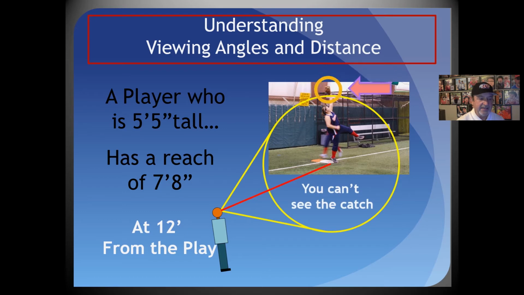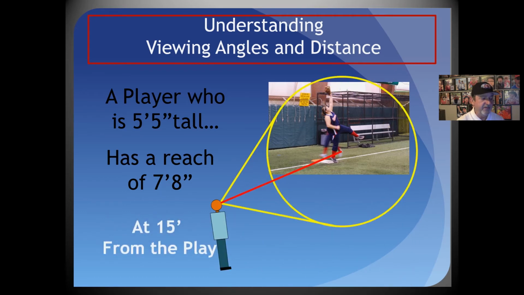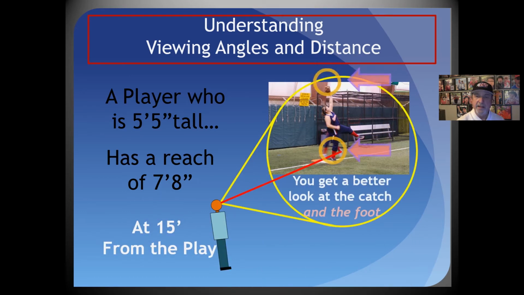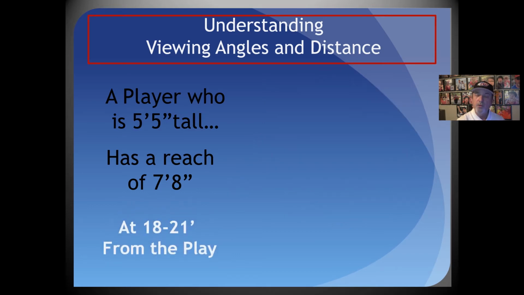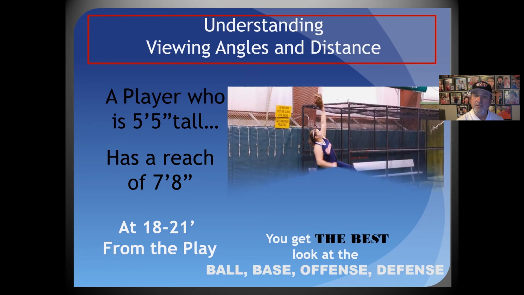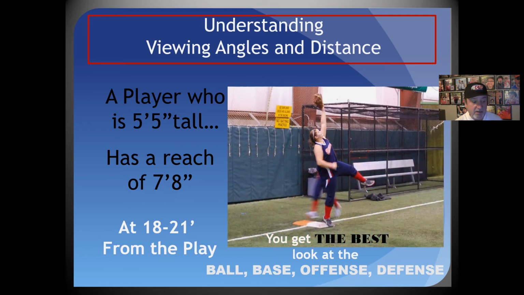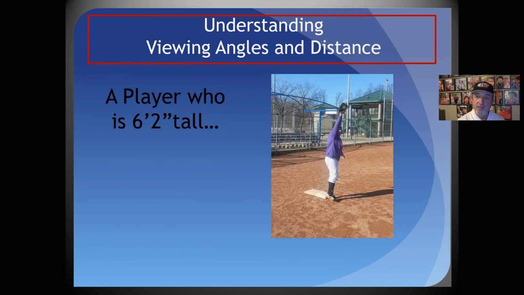Even at 15 feet from the play, you're not going to be able to see all 4 key elements. And so on a force out, you want to be 18 to 21 feet back. It gives you the best angle, and it gives you the best view of the ball, the base, the offense, and the defense. Remember, these players are tall. The closer you are, the more you're going to miss. So stay back 18 to 21 feet with nobody on plays at first base, and most force outs in general. In fact, all force outs.